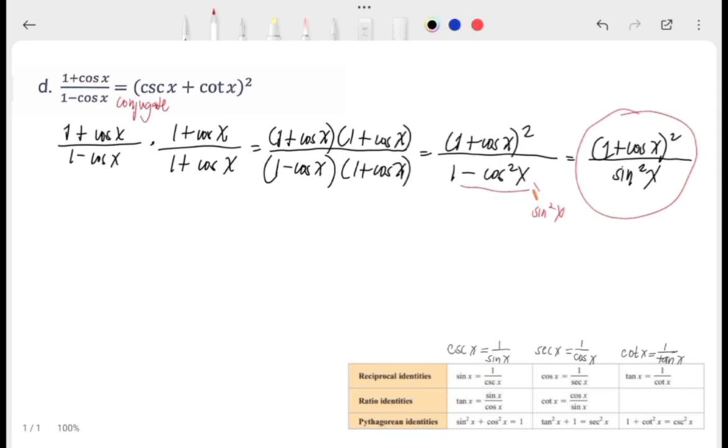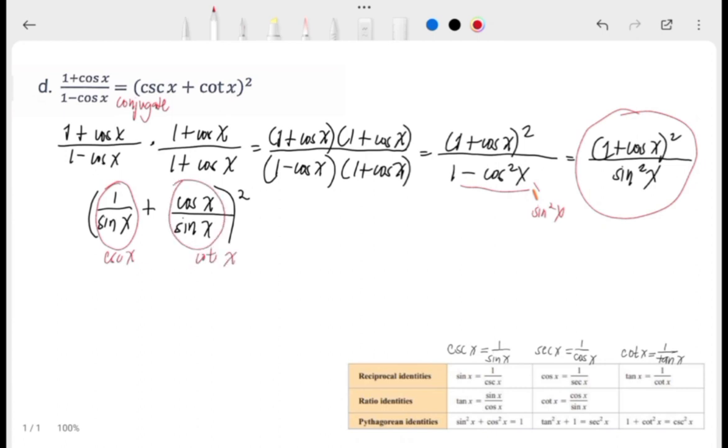Then, we can break this expression and it will result in quantity of 1 over sine x plus cosine x over sine x, squared. And here 1 over sine x is equal to cosecant x, and here cosine x over sine x is equal to cotangent x. So we end up with quantity cosecant x plus cotangent x squared.